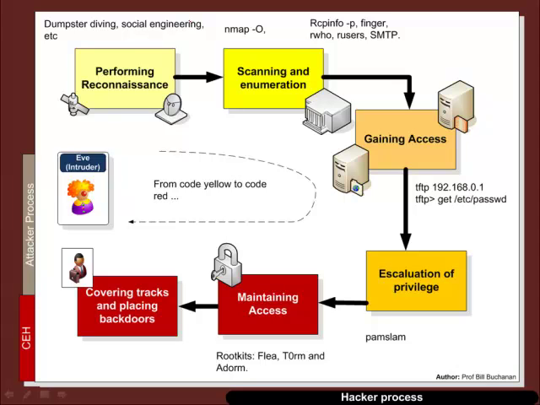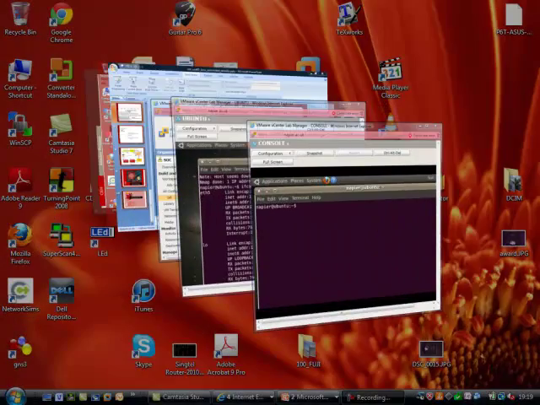In the form of gaining access, then we can have TFTP, the trivial FTP, and unfortunately it is a fairly easy way to get access to systems as a lightweight FTP server. Then to escalate privileges, we see programs such as PAMSLAM, and then in maintaining access we have rootkits such as Flea, Torn, and Adore. And then at the end we have covering tracks and placing backdoors. Okay, so let's have a look at an example.